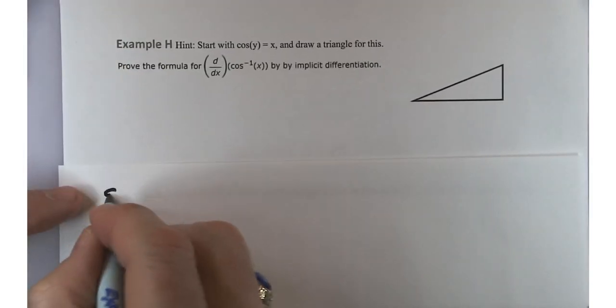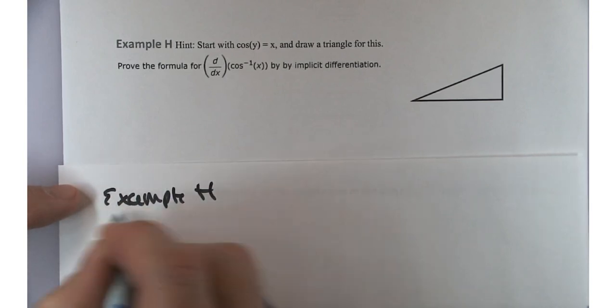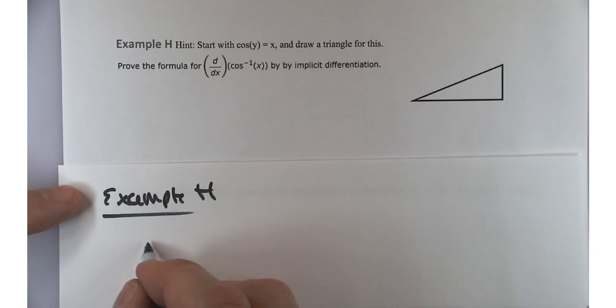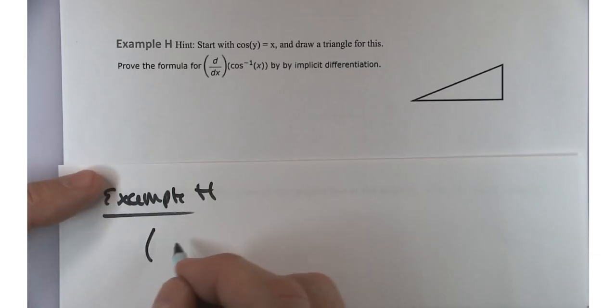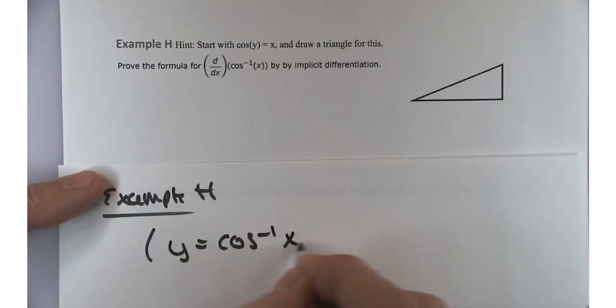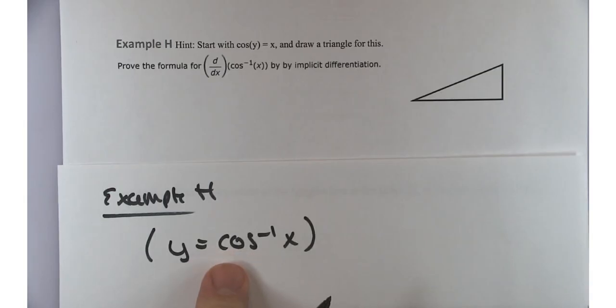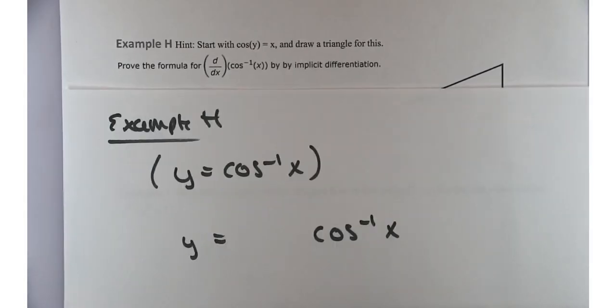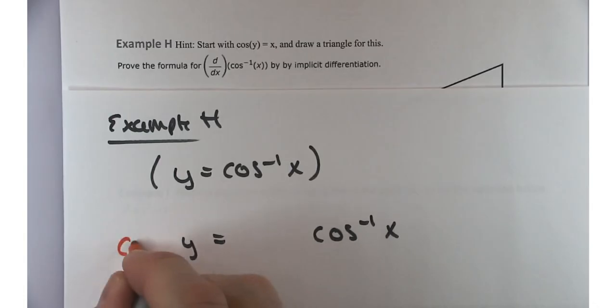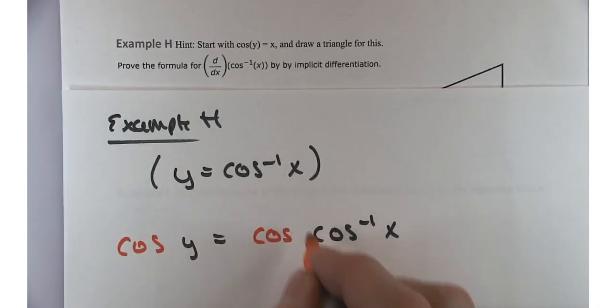So this is example H. We want to differentiate, well, let's see, we've got y equals cosine inverse of x. I want to differentiate that relationship. But before I differentiate it, I'm going to rewrite it. What you can do is get rid of this inverse cosine, which feels kind of strange at the moment because we're trying to find its derivative, is take the cosine of both sides. Cosine of y, cosine of the cosine inverse of x.